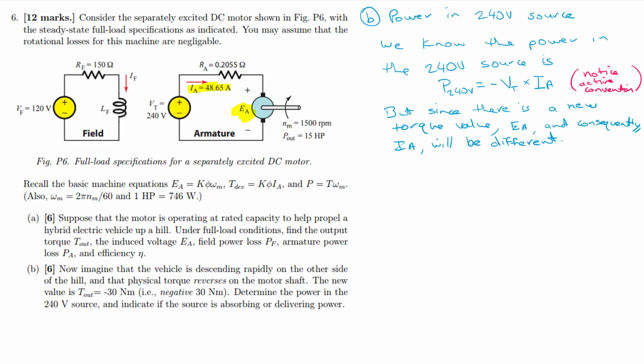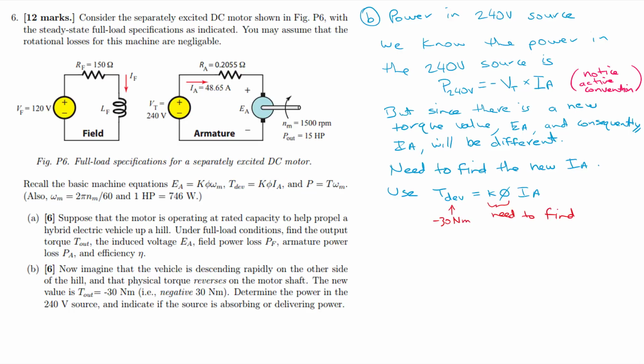And if a different EA is going to be produced, we're going to have a different IA. So we need to find the new IA for the circumstances described in question B, part B. To find IA, I'm going to use the machine equation. The torque developed is equal to K phi IA, where K phi is the machine constant.